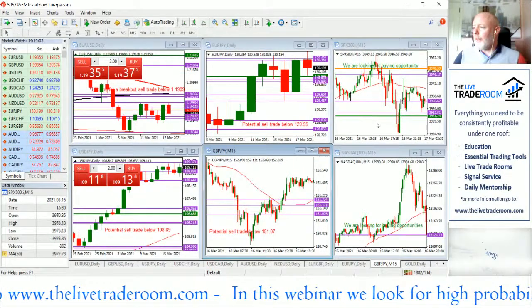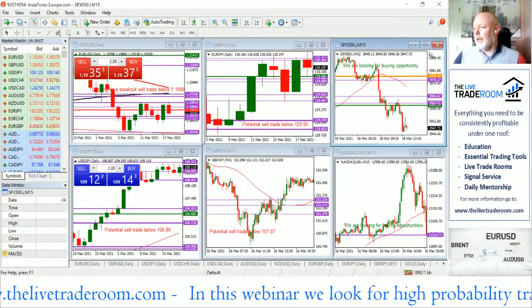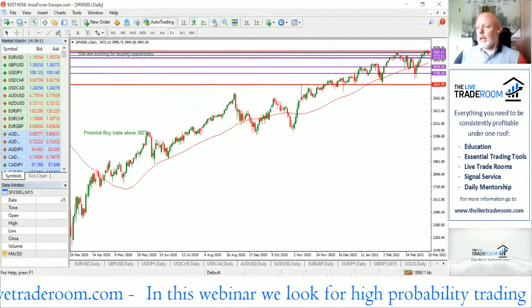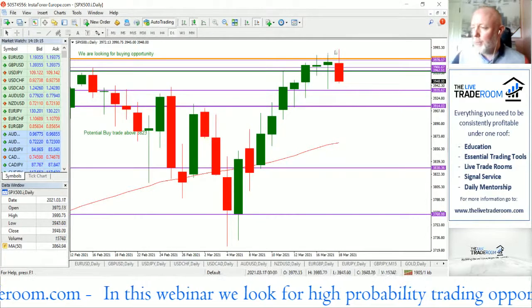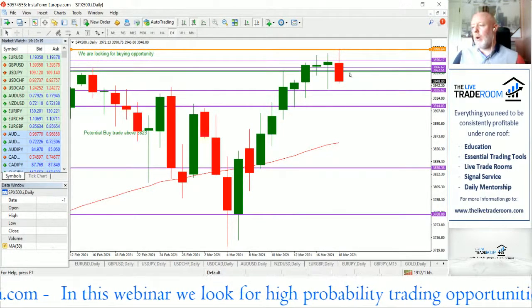Okay, straight off the bat, let's have a good look at what's happening in the US indices markets. If I zoom in here, you can see what's happened. We've made a new all-time high, before this market has now taken a rollover to the downside.